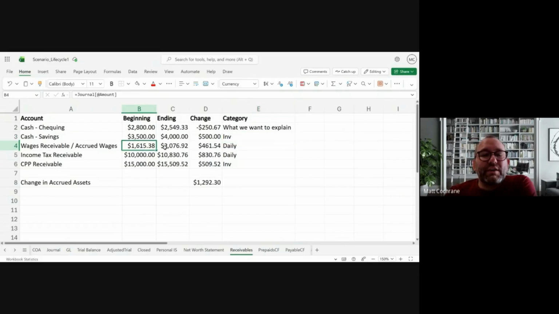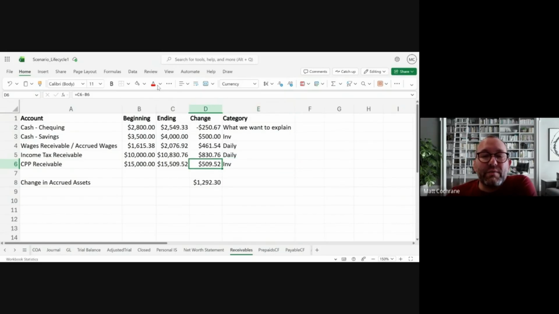We have a change in our wages receivable account that is going to be classified as cash flow from daily living. We have a change in our income tax receivable that's also going to be classified as a cash flow from daily living. And we have a CPP receivable, and this here is going to be classified as an investment. It's an investment in the CPP plan, okay?